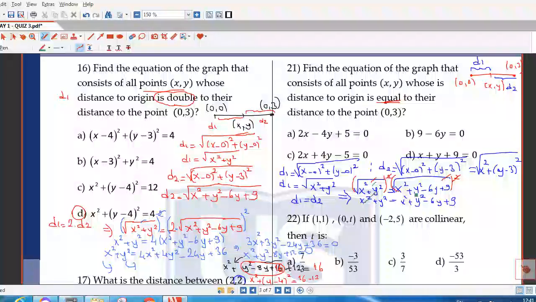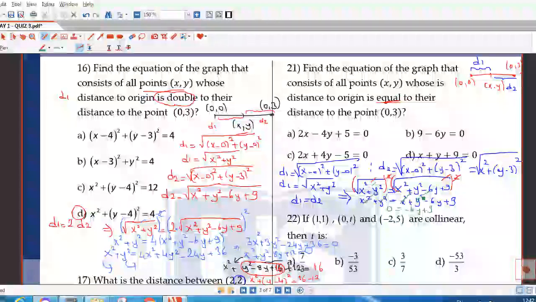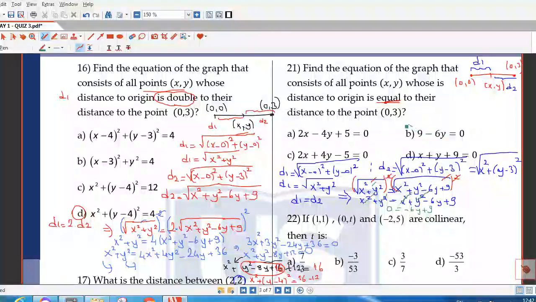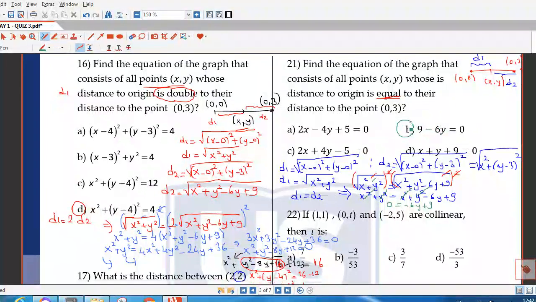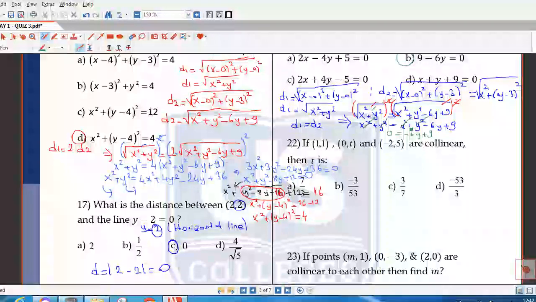So x squared will be cancelled, y squared and y squared will be cancelled. There is 0 here. There will be minus 6y plus 9. Let's have a look at the options. 9 minus 6y is equal to 0. Answer is going to be B.